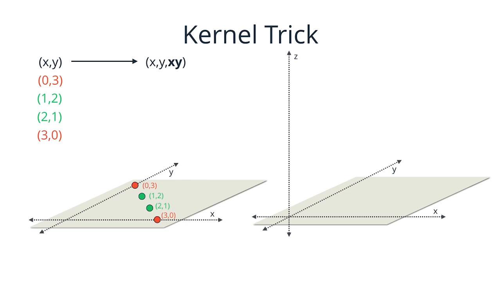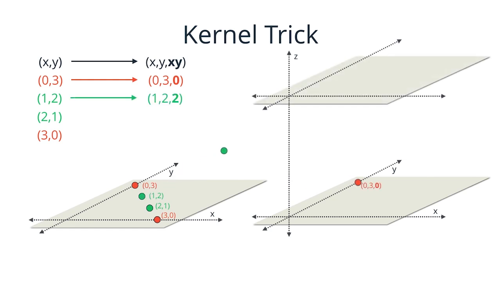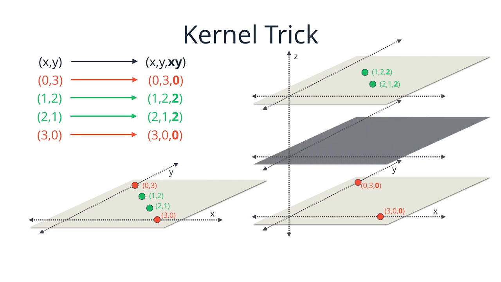This map sends the point 0, 3 to the point 0, 3, 0. The point 1, 2 to the point 1, 2, 2. The point 2, 1 to the point 2, 1, 2. And the point 3, 0 to the point 3, 0, 0. So in a different way, it still separates the points since it sends the green points up by 2 and it leaves the red points underneath. Now what could separate these points? Well, a plane could do it. This is the way to visualize the kernel trick in 3 dimensions.